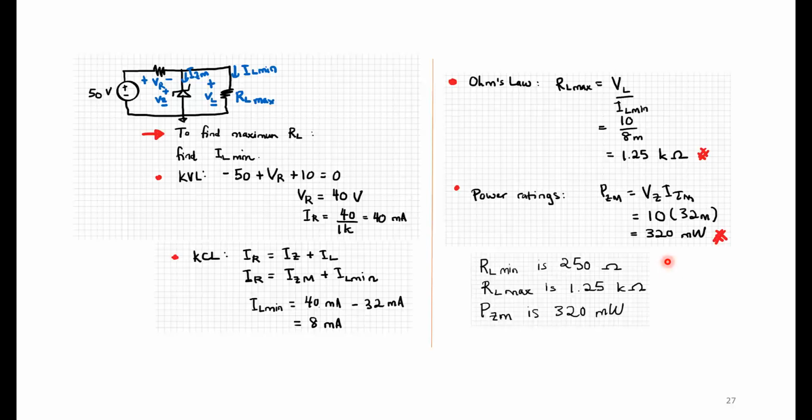So summarizing, RL min is 250 ohms, RL max is 1.25 kilo ohms. Okay, if you supply anything less than RL min, the Zener diode will not be functioning, will not be conducting, and the regulator will not be doing its job. If you supply more than 1.25 kilo ohm, the Zener diode will be exceeding its power ratings, and PZM is 320 milliwatts.